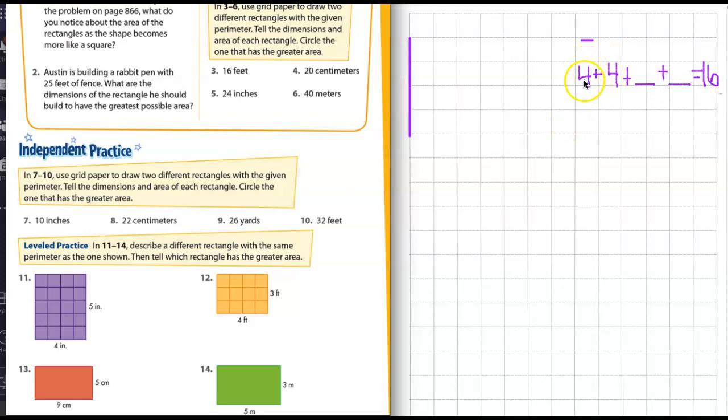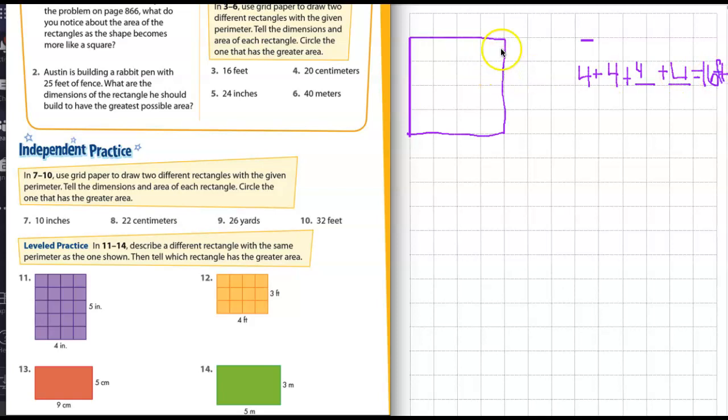So if I already have 8 feet from the two sides, 16 minus 8 is 8. So that means the other two sides have to be 1, 2, 3, 4. And the side directly opposite that is also going to be 4, right? 1, 2, 3, 4. 1, 2, 3, 4. So the perimeter of this is 16 feet.